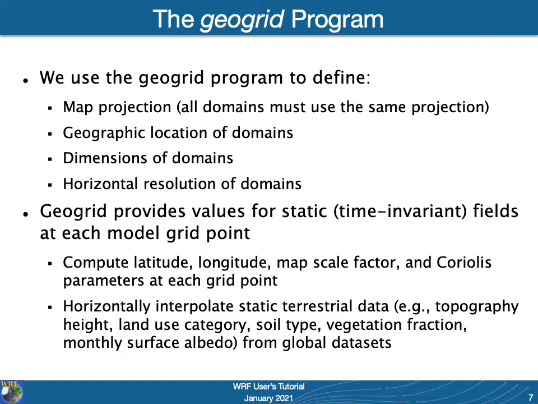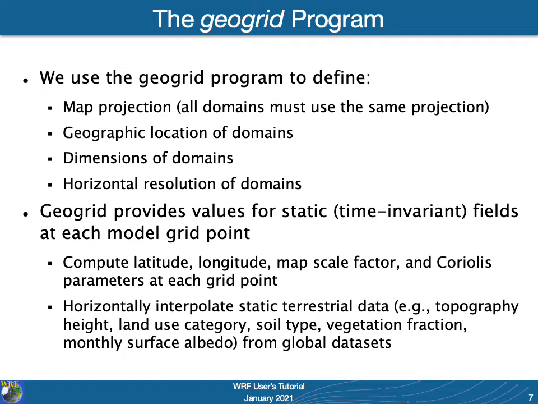Once we've done these 4 things, the Geogrid program has all the information it needs to ultimately provide values for what we call static or time-invariant fields at every one of the model grid points. And this happens by first computing the latitude and longitude at every one of those grid points. And because we have the details of the map projection, these latitudes and longitudes can be calculated through analytic formulas.